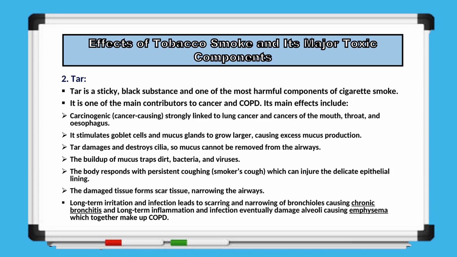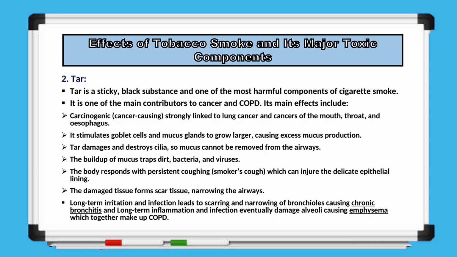Next, tar is a sticky, black substance and one of the most harmful components of cigarette smoke. It is a major contributor to cancer and chronic obstructive pulmonary disease or COPD. Tar is carcinogenic, meaning it strongly increases the risk of lung cancer as well as cancers of the mouth, throat, and esophagus. It also stimulates goblet cells and mucus glands to grow larger, leading to excess mucus production. At the same time, tar damages and destroys cilia, preventing mucus from being cleared from the airways. The trapped mucus collects dirt, bacteria, and viruses, prompting the body to respond with persistent coughing, known as a smoker's cough. This repeated coughing can injure the delicate epithelial lining of the airways.